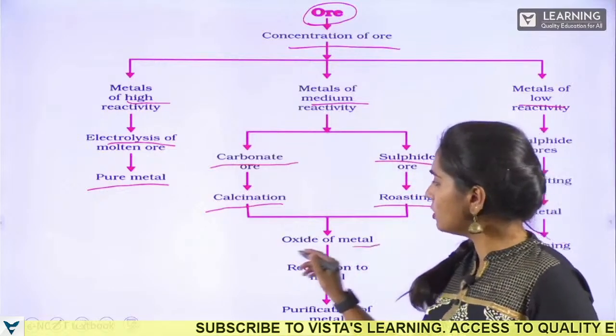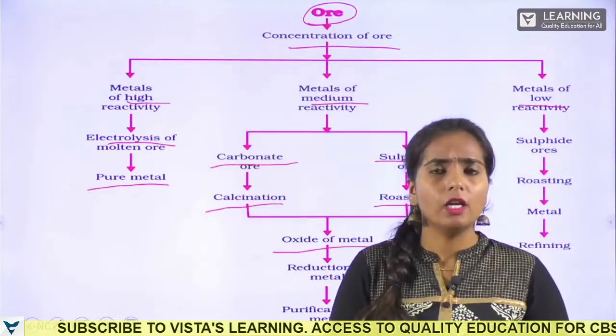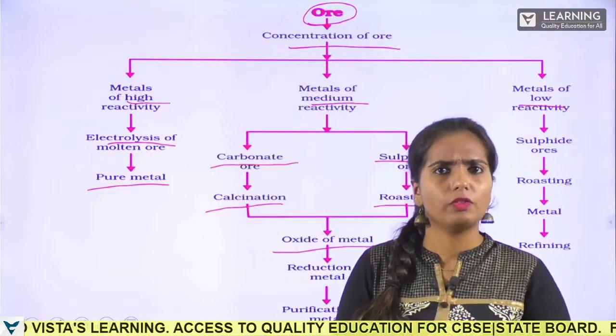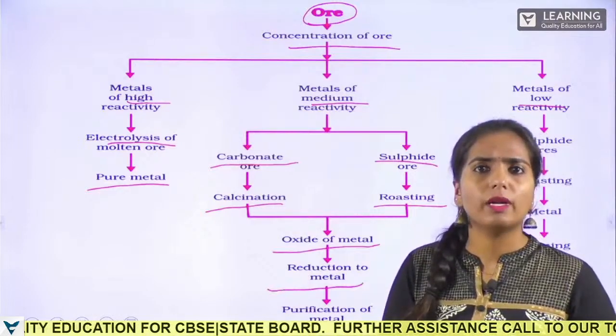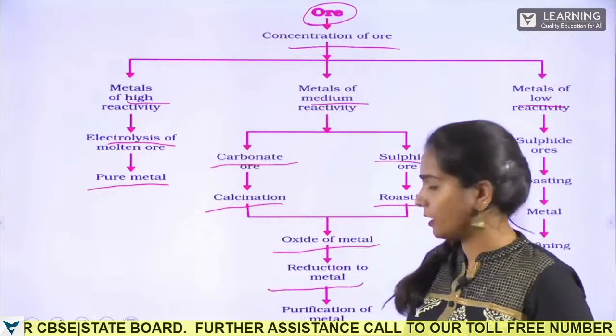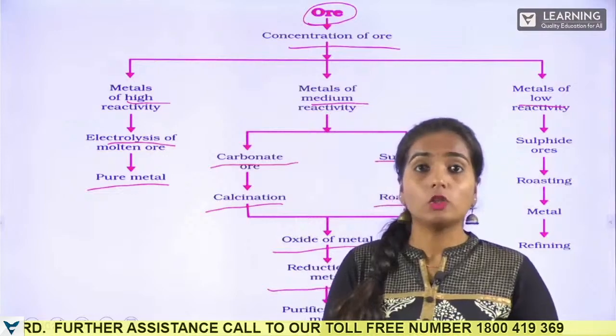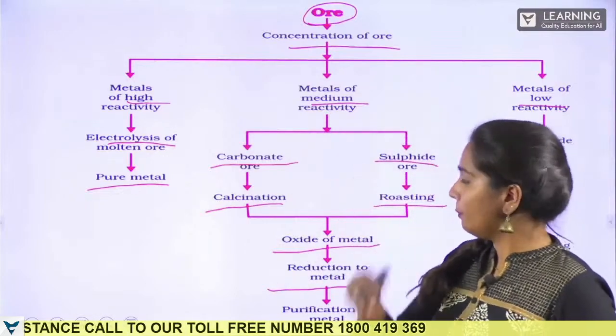Later, it gives the oxide of the metal. So here we are getting an oxide of the metal. What happens in the further step? You can see reduction of the metal happens, and lastly we get the purified metal. So this is the process for our medium reactivity.